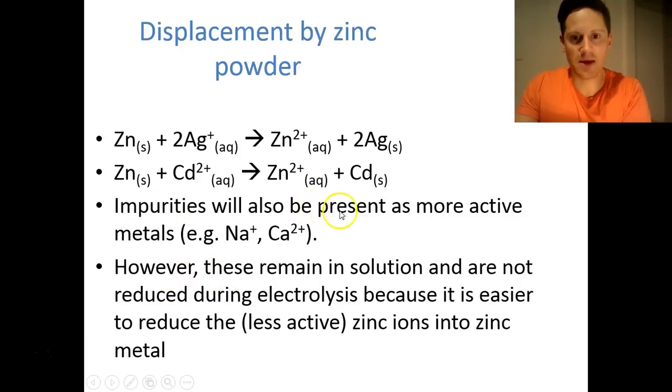Impurities will also be present as more active metals, so you're going to have more active impurities as well. But they don't matter because zinc will be reduced in preference to these ones. So the fact that these more active impurities are there, like sodium and cadmium ions, that's fine. We don't mind about that.